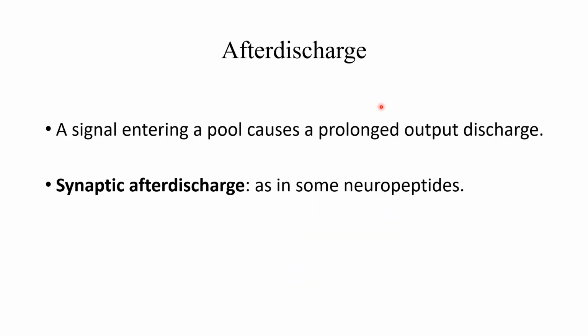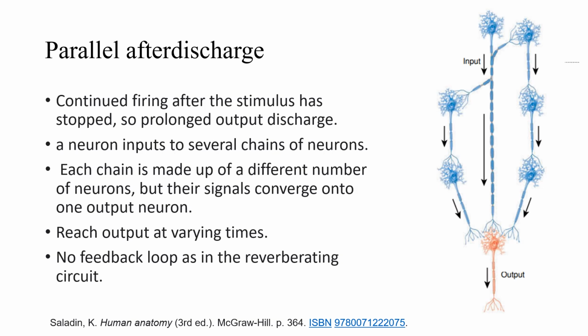Sometimes the central nervous system wants a prolonged action or a prolonged output of discharge. This happens in what we call afterdischarge pools or circuits. Here is an example of the parallel afterdischarge. This is the input and it branches into 3 branches. This is a direct communication with the output neuron, so you can see that the time spent here will be the shortest, so the signal will reach fastest here.